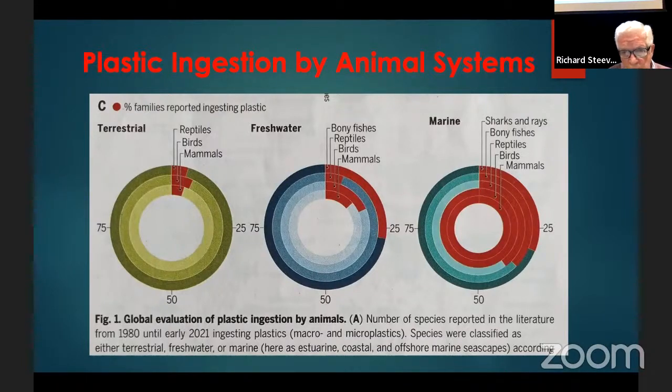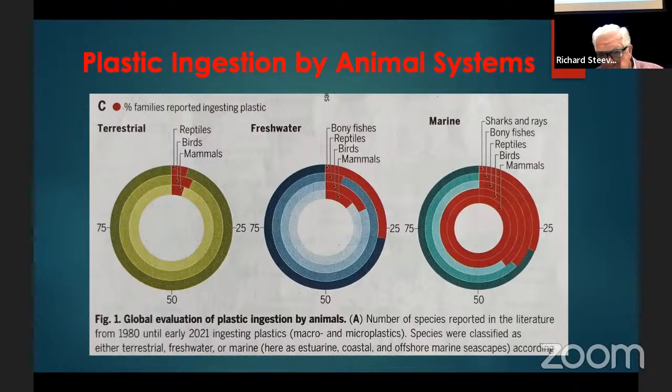But if you go to freshwater and you look at freshwater bony fishes, reptiles, birds, and mammals, you're approaching, and in the case of bony fishes, you actually are passing 25%. So each one of those concentric circles relates to a 100% circle, and you're just using it as a convenient way. Instead of reading across a bar chart, you're looking at a circular chart. And look at that marine. Wow, that's a big, big difference from the terrestrial and freshwater.